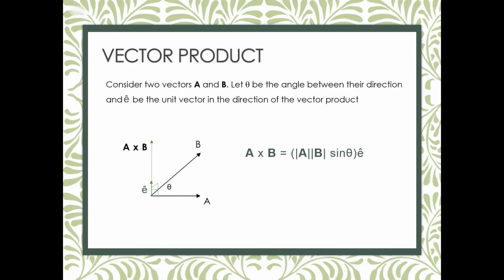The vector product of two vectors can be defined as the product of the magnitude of the two vectors, the sine of the angle between these two vectors, and the unit vector in the direction of the vector product. Consider two vectors A and B. Let theta be the angle between these two vectors and E be the unit vector in the direction of the vector product. The vector product A cross B is defined as the magnitude of A multiplied with the magnitude of B multiplied with sine theta multiplied with E.